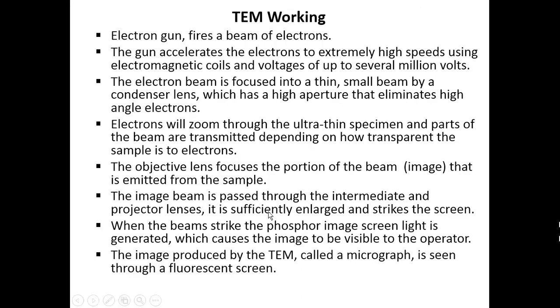The image beam is passed through the intermediate and projector lenses. It is sufficiently enlarged and strikes the screen. I have already discussed that here. When the beam strikes the phosphor image screen, light is generated, which causes the image to be visible to the operator. So the operator can view it on the screen. The image can be seen very clearly on the phosphor image screen, that is the fluorescent screen actually.